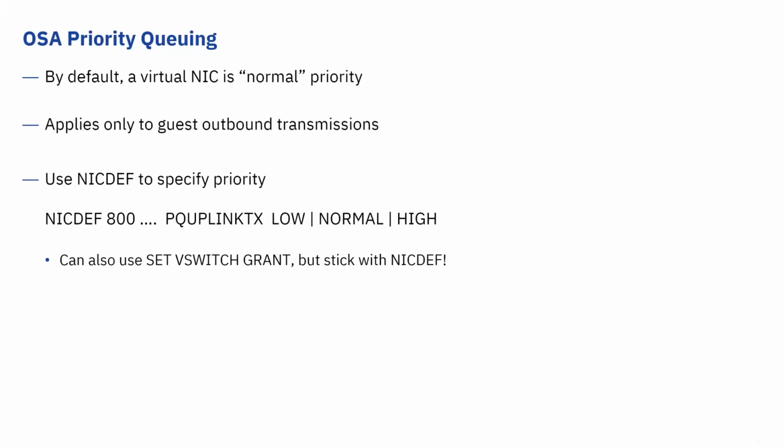And yeah, I can't pronounce it. PRIORITY_QUEUING UPLINK TX. The idea here is that we may in the future end up wanting other forms of priority queuing, and we wanted to be sure that this is priority queuing on the uplink and it's for transmission. If there were eventually to become a way to handle receives, we wanted to leave some room there in the namespace. You can do this with set vSwitch grant, but don't do that. Just put everything you need in the NICDEF.